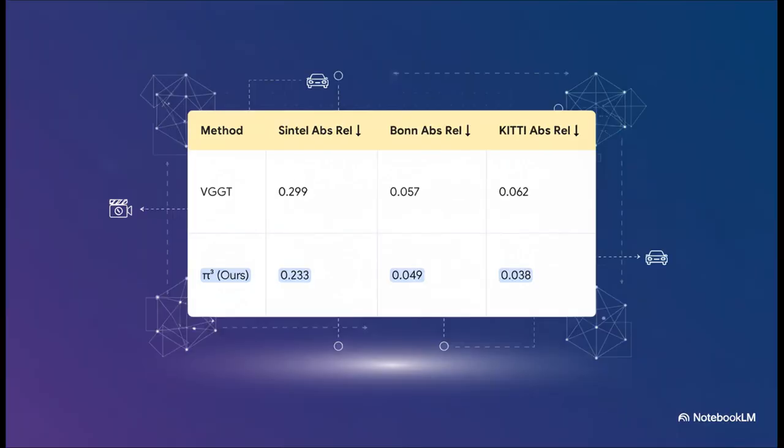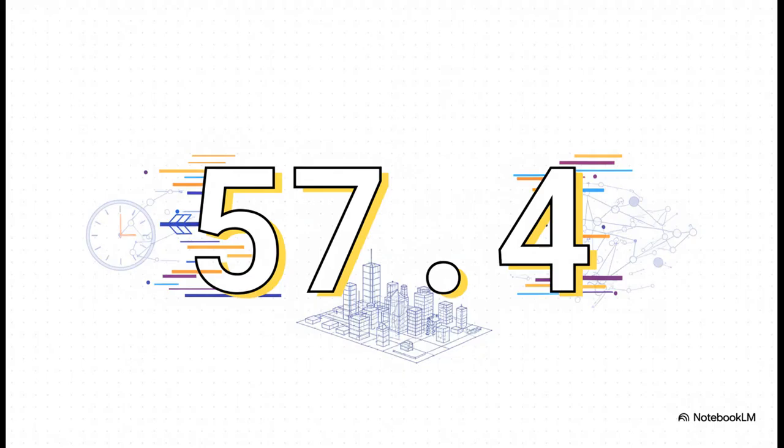And the winning streak continues with video depth estimation. Again, lower is better here. Across 3 different really important benchmarks, Sintel, Bonn, and the famous KITTI dataset for autonomous driving, it's just a clean sweep. Pi³ beats the previous state-of-the-art on every single one. It's not just good at one thing, it's just better. Period.